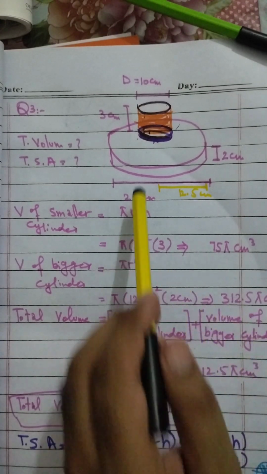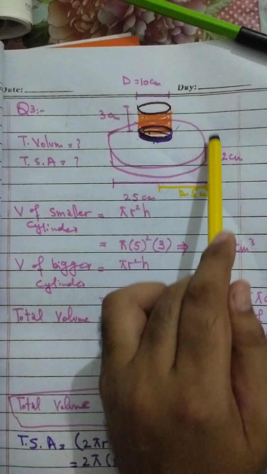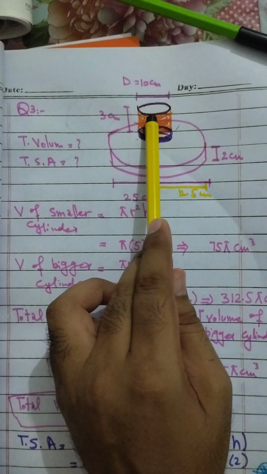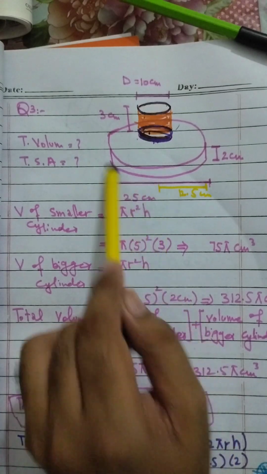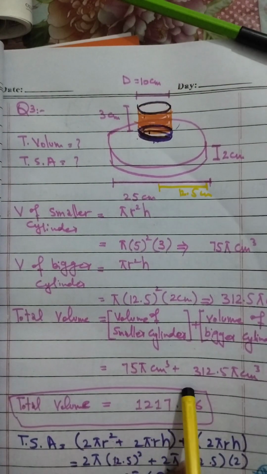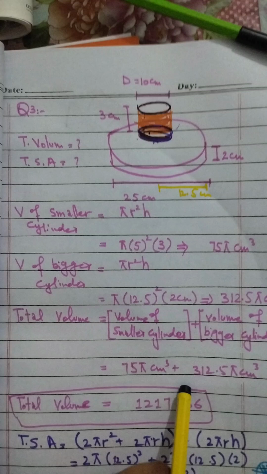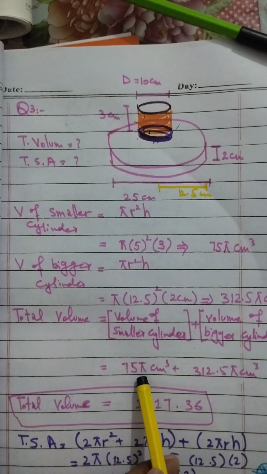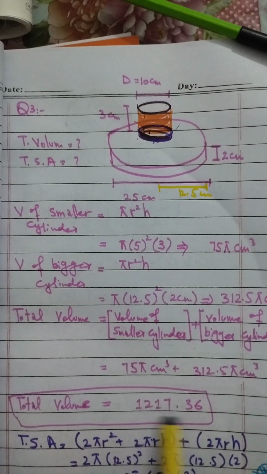When we talk about the volume of the composite solid, meaning this volume plus this volume, we get the total volume of this composite solid. So we did it here accordingly. When we add them and multiply by 3.14, actually the value of pi, we get the total volume.